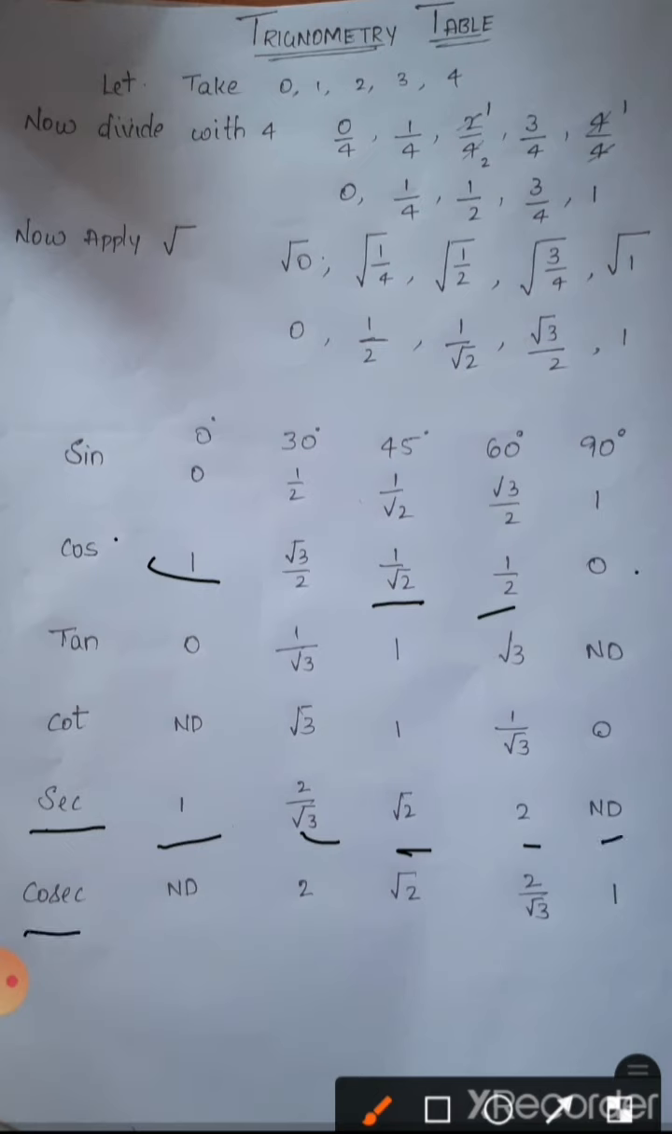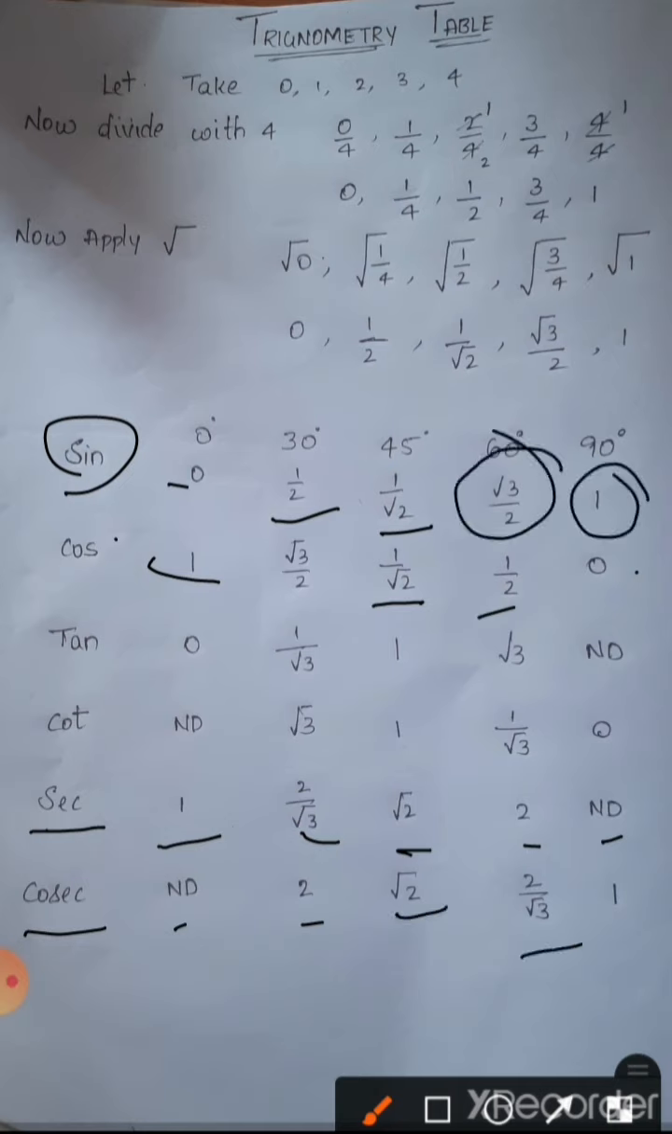Coming to cosecant, it is the reciprocal of sine theta. The value of sine 0 is 0, and the reciprocal of 0 is not defined. The reciprocal of 1 by 2 is 2. For 45 degrees, the reciprocal of 1 by root 2 is root 2. The reciprocal of root 3 by 2 becomes 2 by root 3. And finally 1 becomes 1.